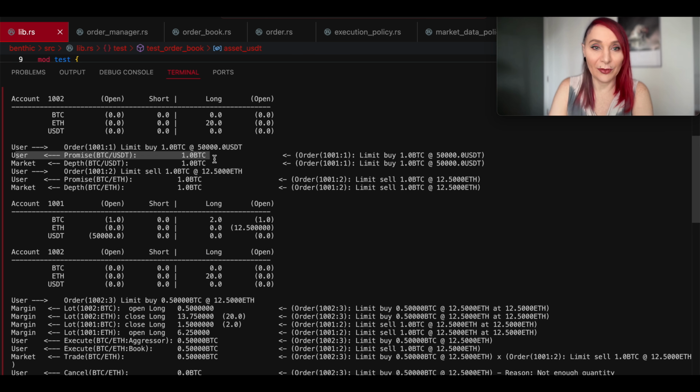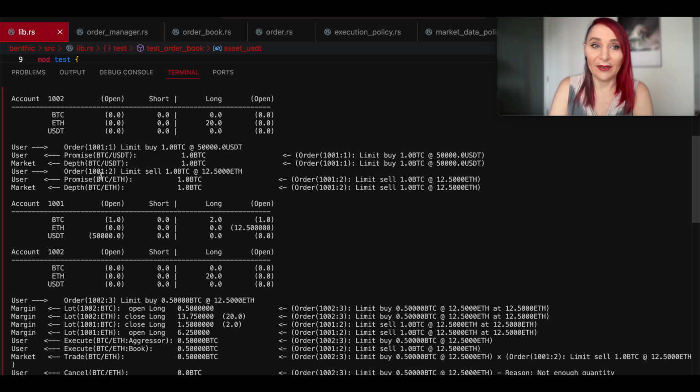And then we send to user 1 a response saying we promise they will receive 1 Bitcoin. Right? So the user will be receiving this 1 Bitcoin. And then there is a market data update which says there's an order of size 1 Bitcoin on the book. This isn't very detailed information, okay? We should say the side here as well. But for the purpose of this log, it's sufficient.